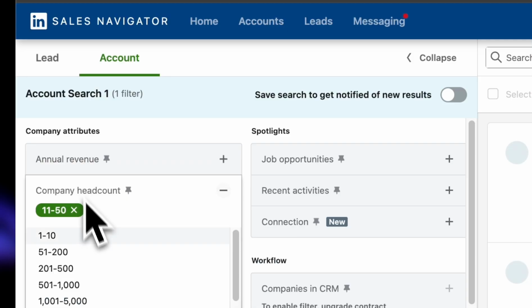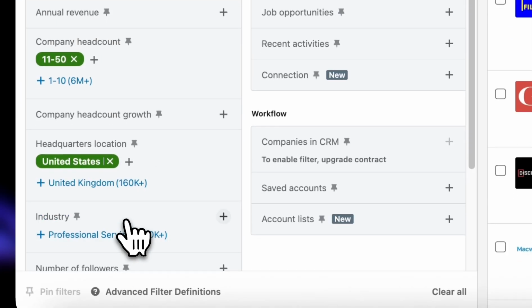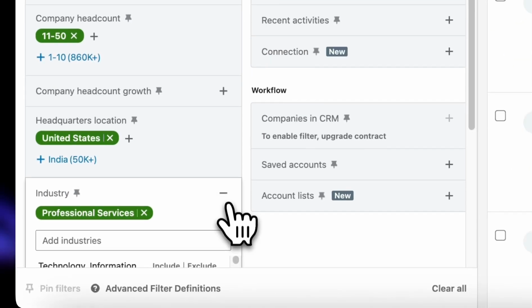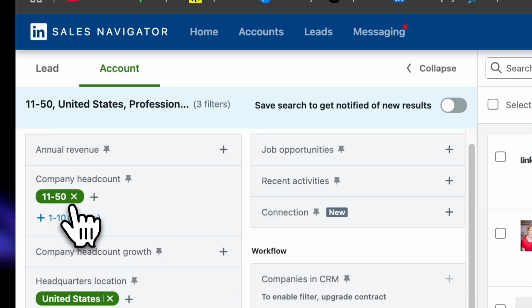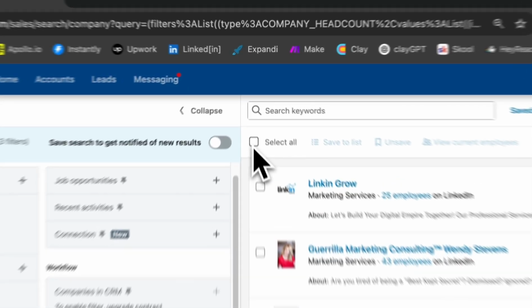So let's just grab any filters here. We're in the United States and we're in professional services, and we are looking for companies 11 to 50 employees. So we now have 110,000 results. Obviously, that's a large data set. We could drill down even more. And then Sales Nav provides us with this big, beautiful select all button.